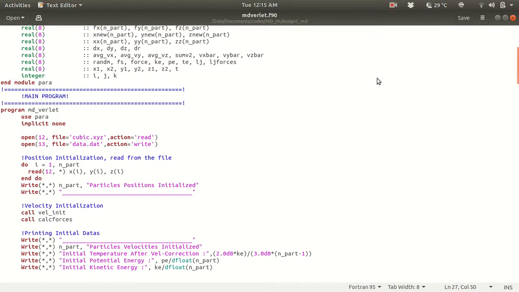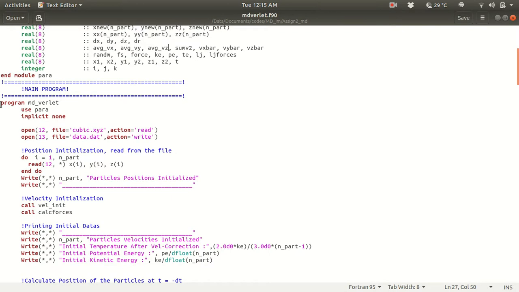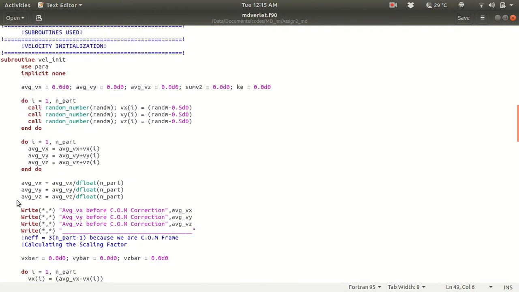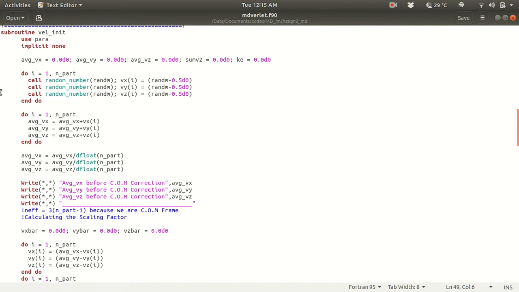So next comes the main program. But before starting the main program, I would like to describe the subroutines first. So this is the subroutine velocity initialization. In this subroutine, as you see, I am using the module para, by use para. Then I have defined the average velocities in the x, y and z directions to be 0, and sumv2 is the square of the velocity, and k is the kinetic energy.